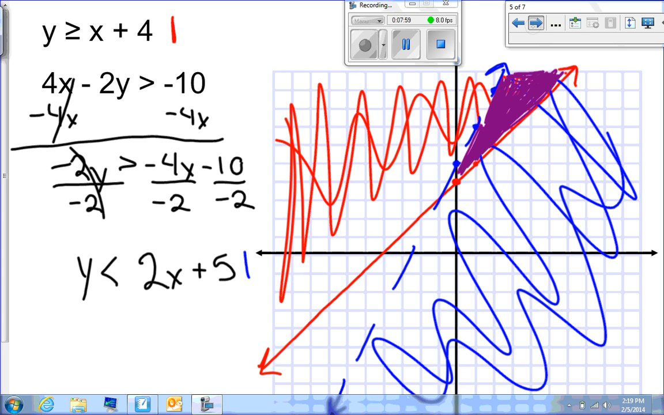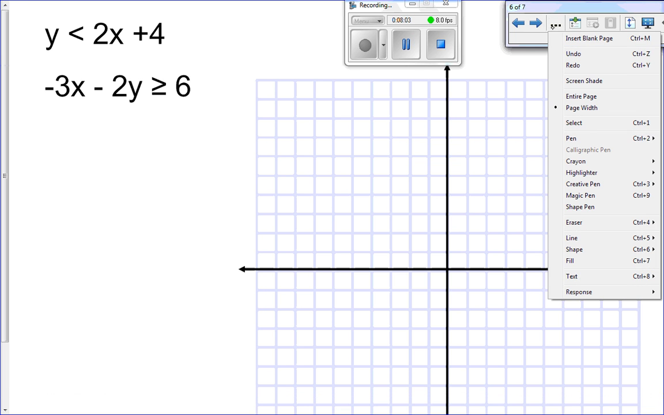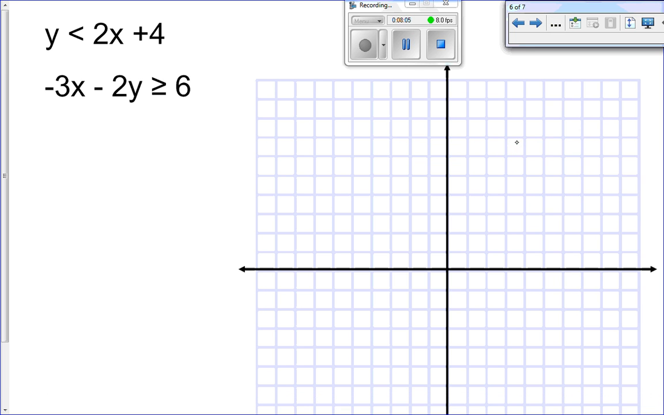All right, try this next one on your own. Okay, pause the video if you need to, keep going, but I'm going to solve this system of linear inequalities. So, my second inequality is not in slope-intercept form, so I'm going to do that right now.